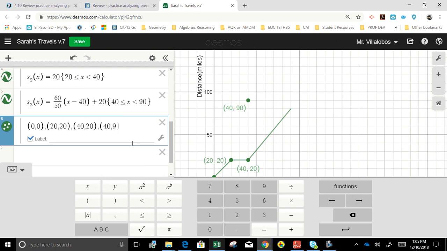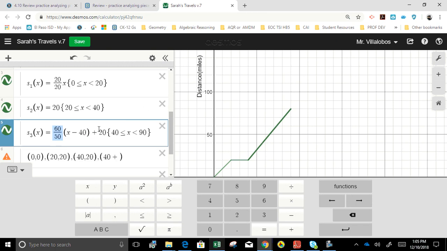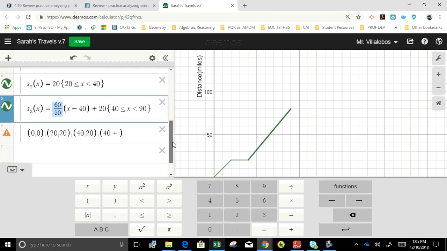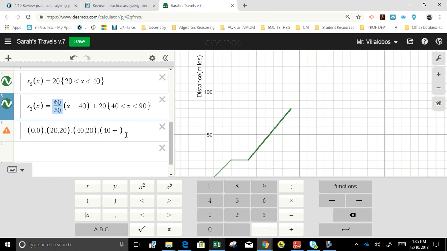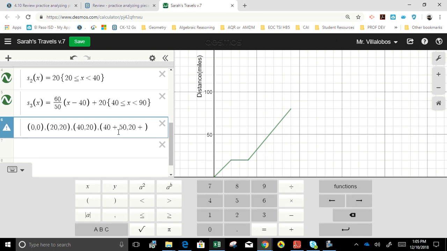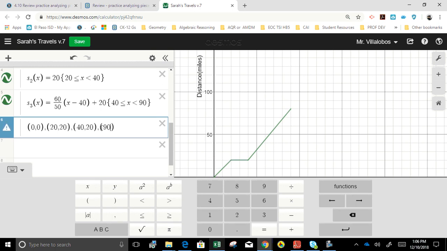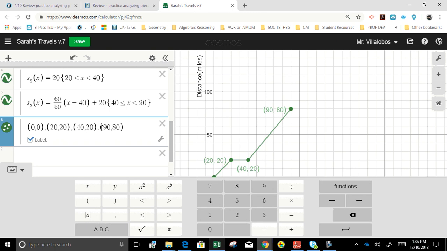So not 40, 90. It was 40 plus how many minutes? How many minutes did she go? Let's read that. 60, 50 means what? 90. What does 60, 50 mean? 60 miles in 50 minutes. So our next point is 50 minutes later, comma, and miles from 20, it's 60 miles. So that's my new point, 90, 80. And so I thank the machine, thanks machine, 90, 80 adding for me, and I can replace this with 90, 80. And there's the point. Okay, so I'm good so far.